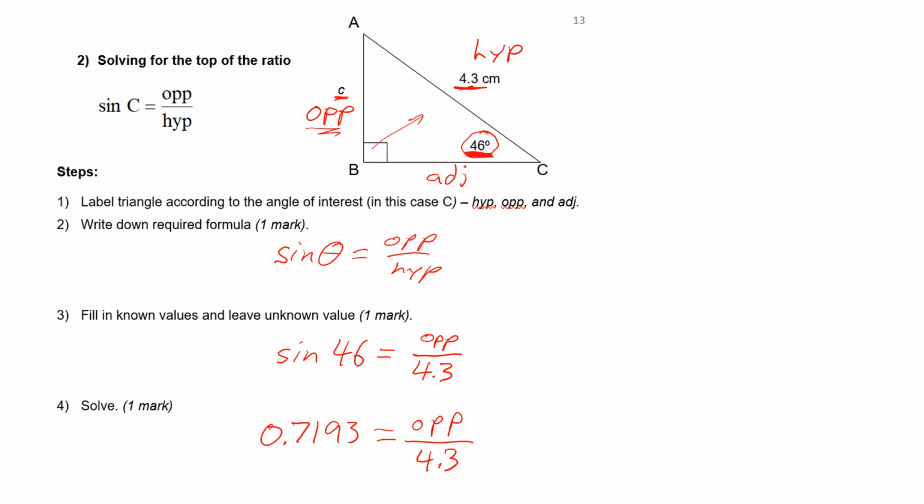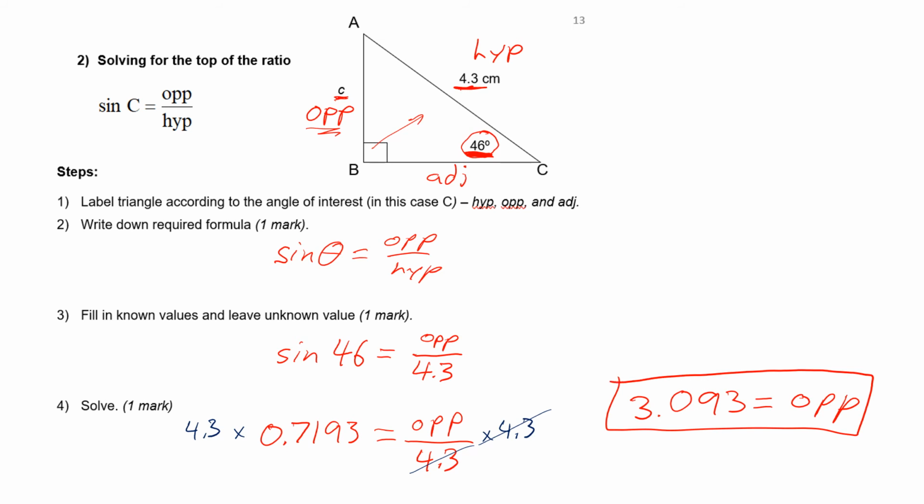Now, if I want to get this 4.3 moved over to the other side, what I'm going to do is times this by 4.3. If you remember, if I do that to one side, I must do it to the other side. So that cancels out. And then I go 4.3 times 0.7193, and I get 3.093 equals the opposite. And that's my answer.